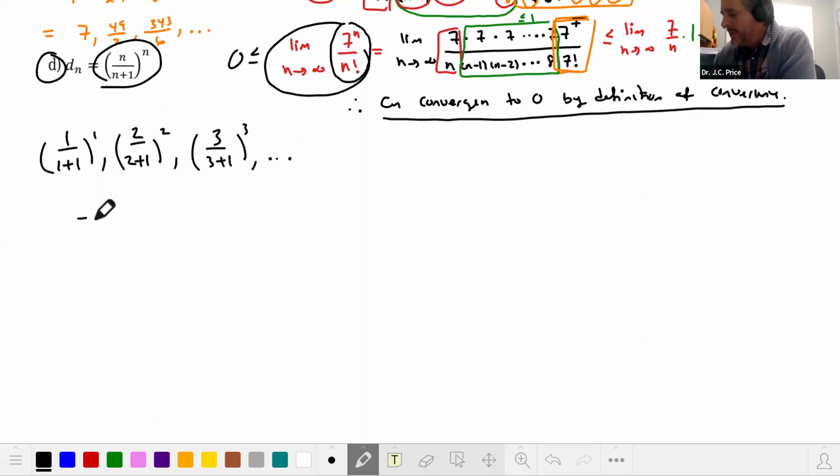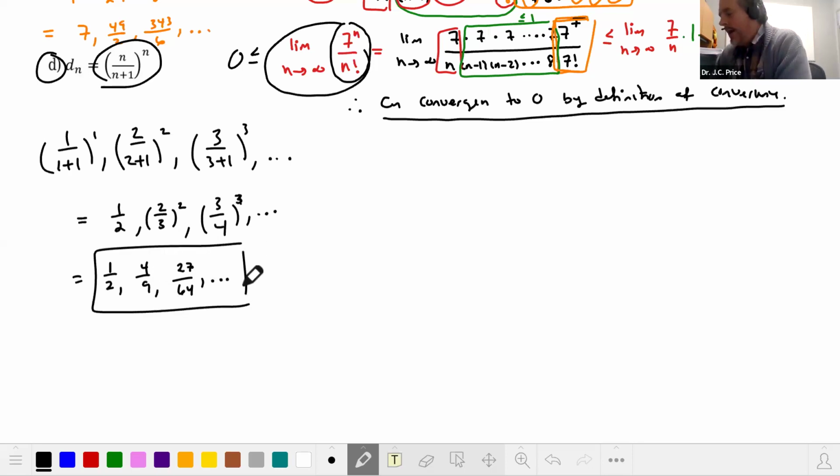And so what is that equal to? Well, it's equal to 1/2. And this one is 2 over 3 squared, so 2/3, and we'll square it. And this one's 3 over 4, and we'll cube it, dot, dot, dot. And so that's equal to 1/2, comma, and now we have 4/9, comma, and then 3 cubed is 27, and 4 cubed is 64, then comma, dot, dot, dot. So there's the first 3 terms of our sequence.